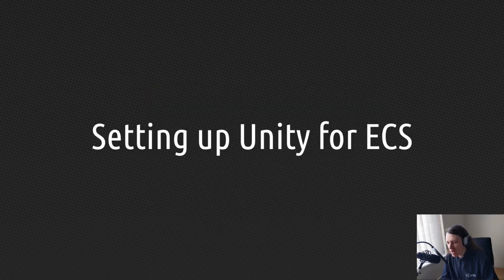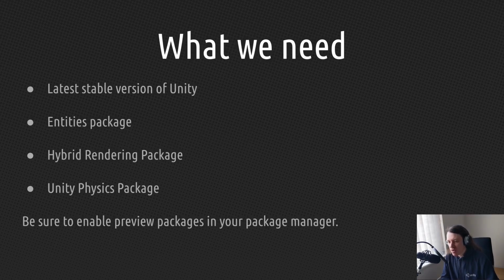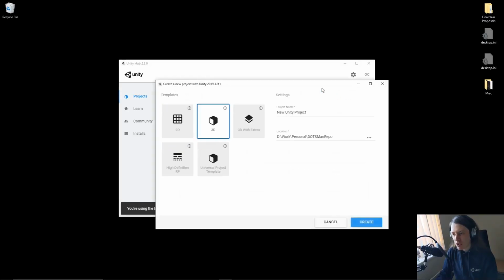So before we get started, we need to set up Unity to use ECS. We'll need to get the latest stable version of Unity. We'll need to get the Entities package, the Hybrid Rendering package, and the Unity Physics package. Now, depending on when you're watching this, these will either be in or out of the preview packages in your Package Manager. So be sure that you have preview packages enabled in your Package Manager. And if you've not used the Package Manager before, don't worry because we're going to go over it. So I'm just going to create a new Unity project and I'm going to call it DotsMan.